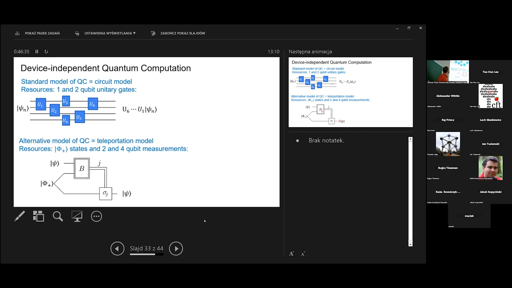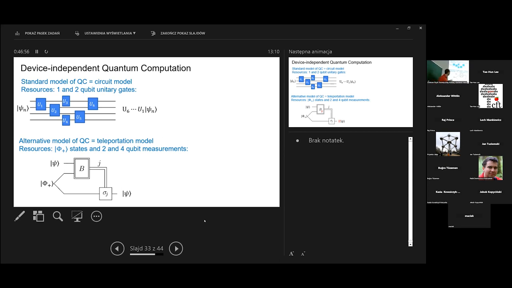So what you have is some initial state, and then you apply to that state a sequence of unitary one and two qubit gates. This is a quantum circuit, and this is implementing some quantum computation. But there are alternative models of quantum computation. One alternative model is the teleportation model.